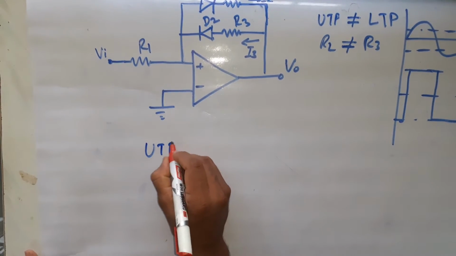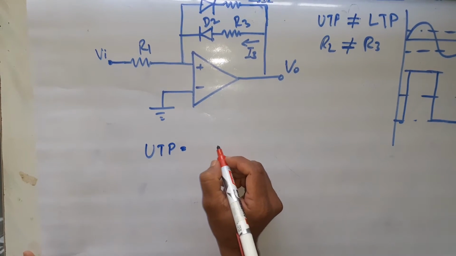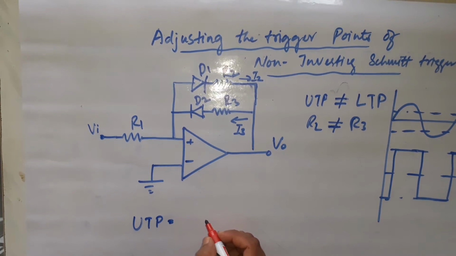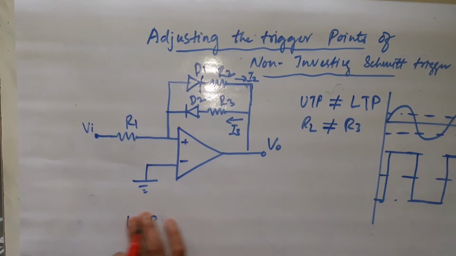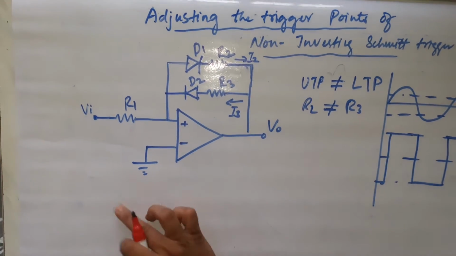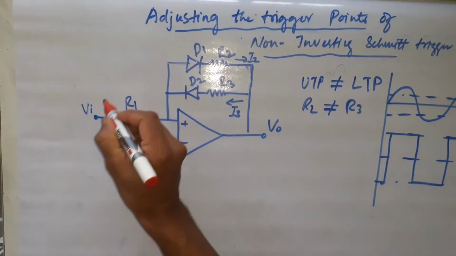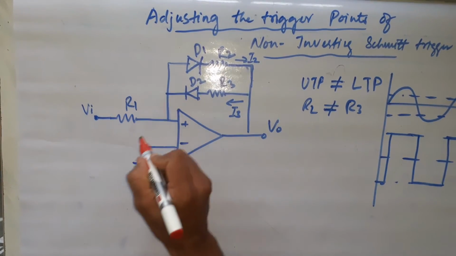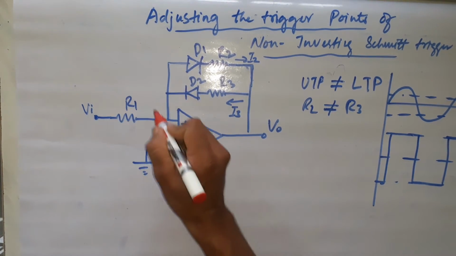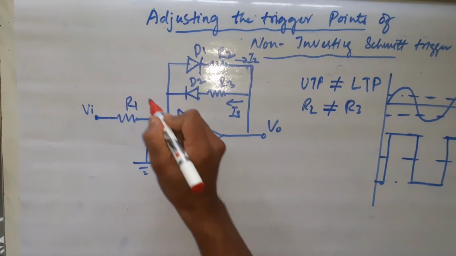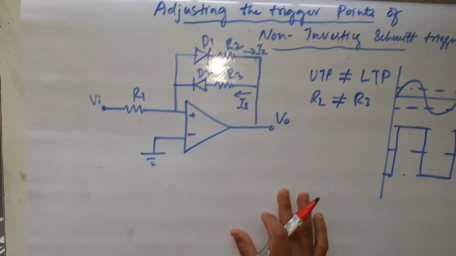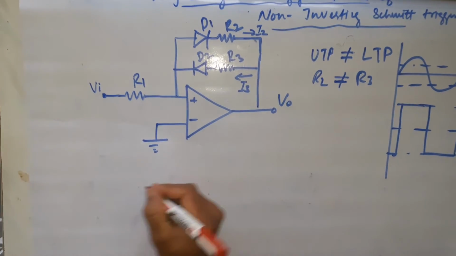We can write UTP equal to, before that, let me start like this. We know that the voltage across R1 is nothing but VR1, and this voltage is acting as the trigger voltage for your Schmitt trigger. So the voltage across R1 is behaving as UTP as well as LTP, right? Yes, let us start with UTP.